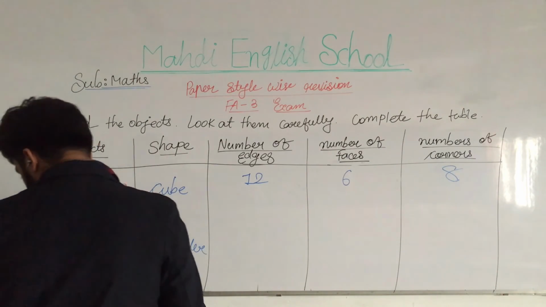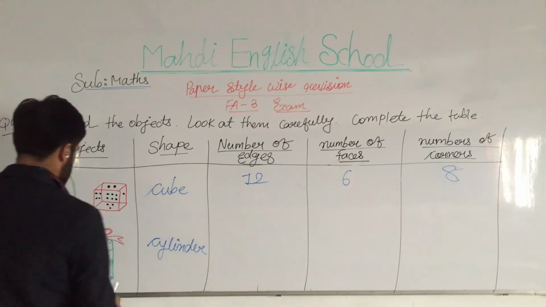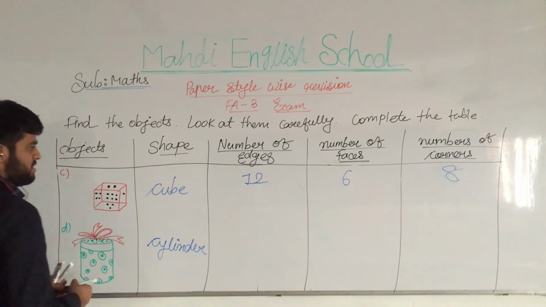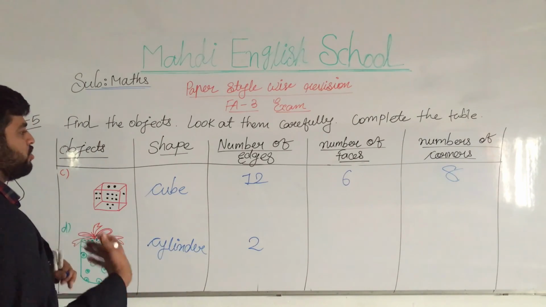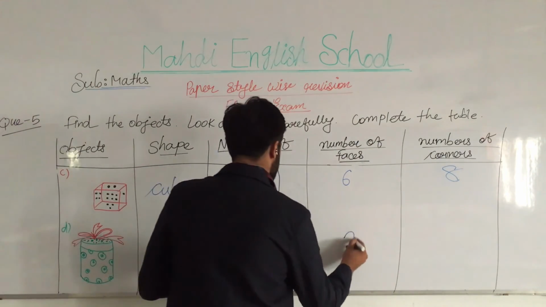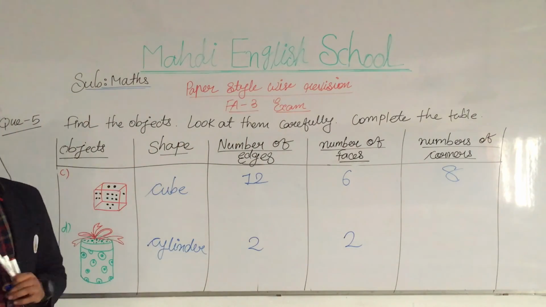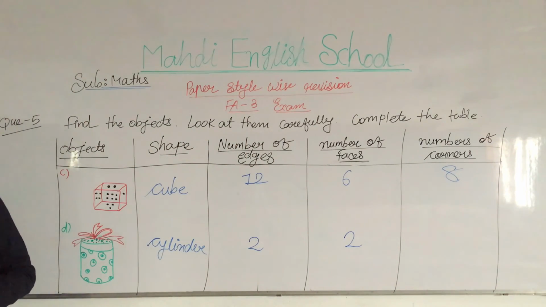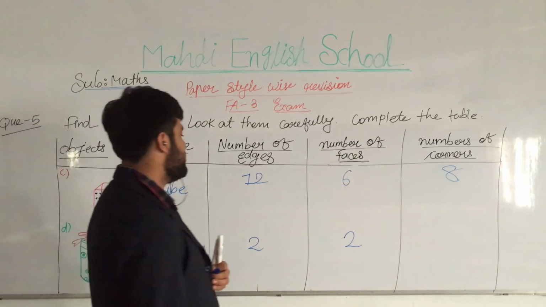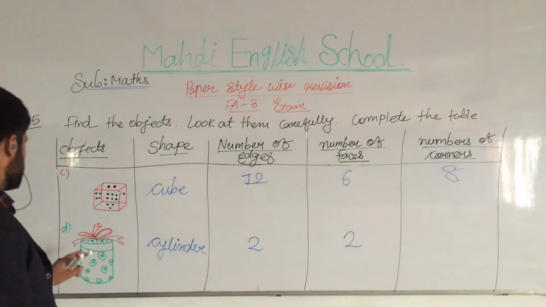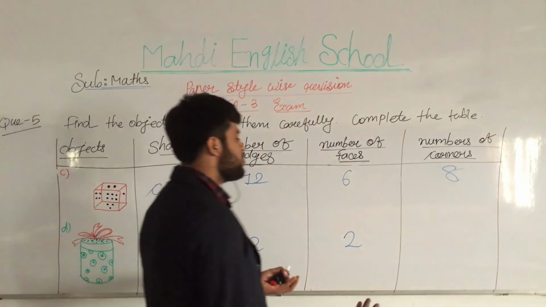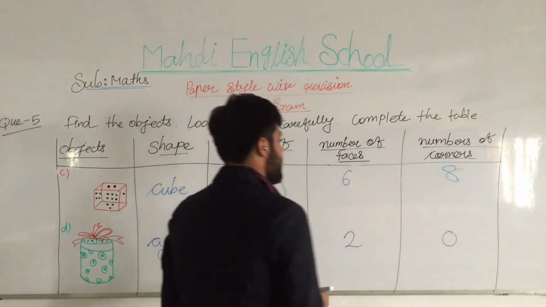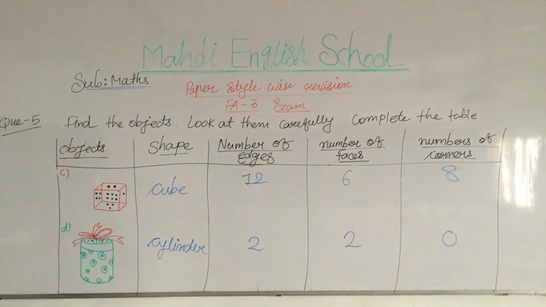Okay, now here we will count the edges. So 1 or 2. How many edges? 2 edges. Okay. Now the number of faces means front view and back view, both views. So that's why we have mentioned the faces. Understood, my dear students? 2 edges, 2 faces. Number of corners? No corners, 0 corners. Okay. So now, my dear students, note down this cylinder shape in your book quickly.